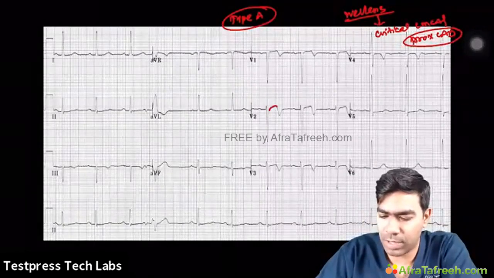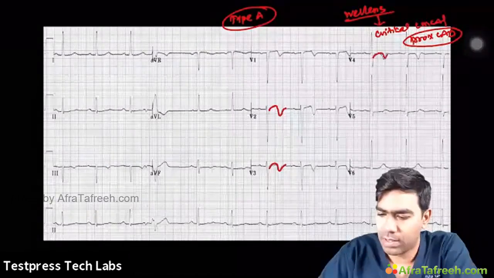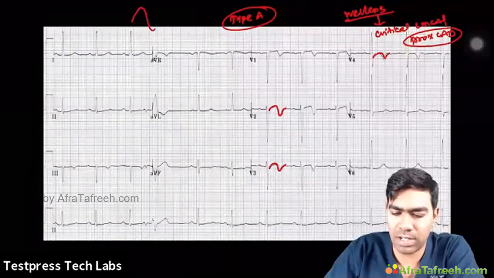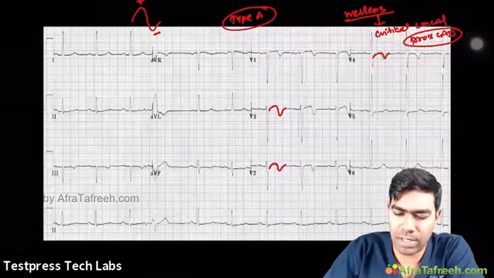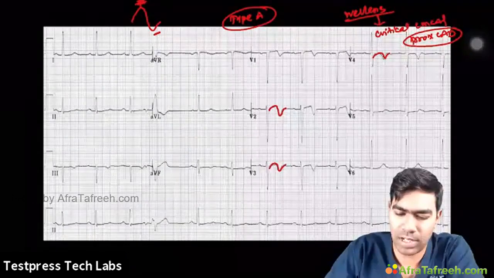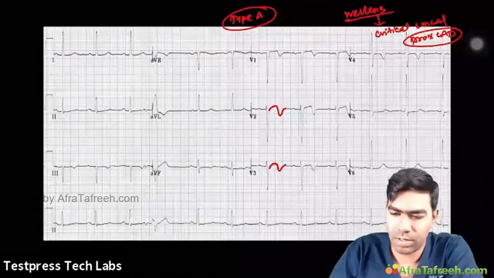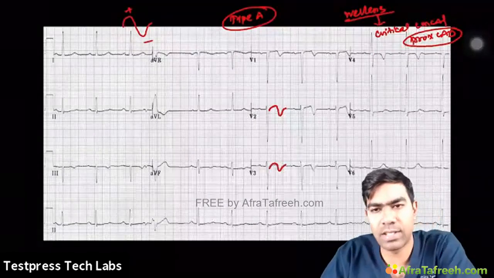So you can see some kind of biphasic pattern here. Remember, biphasic pattern means initially it should be positive, later on it should be negative. So this kind of biphasic pattern only you can call a Wellens pattern. Clear? Initially it should be positive, later on it should be negative. So only if you see this kind of pattern, this is a Wellens pattern.